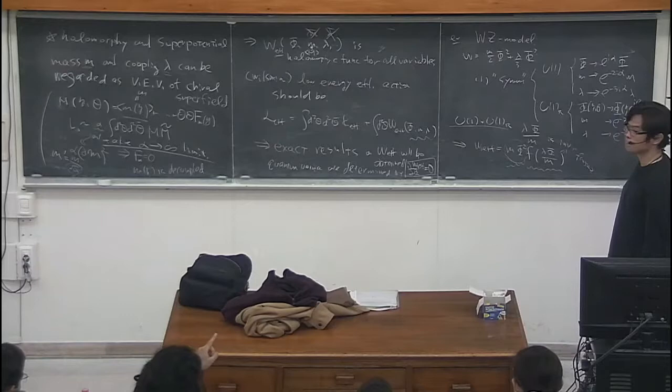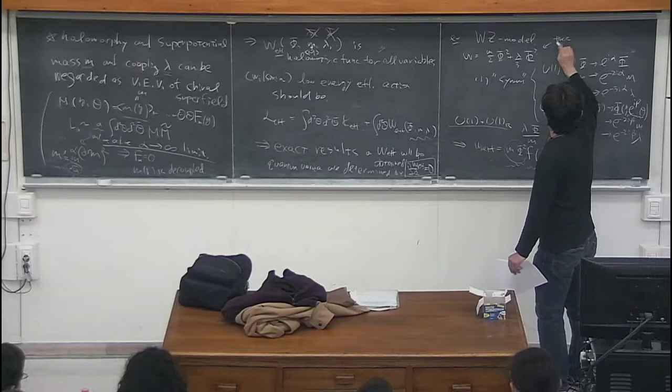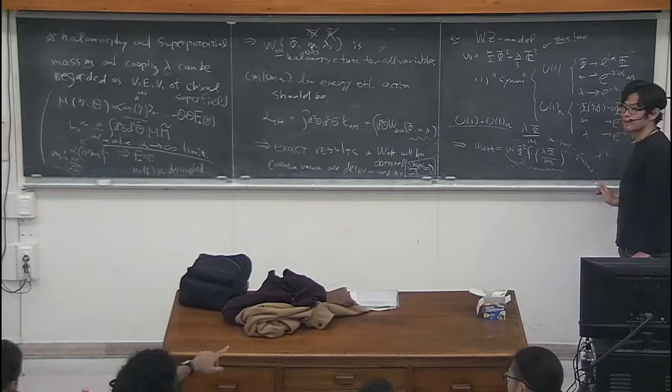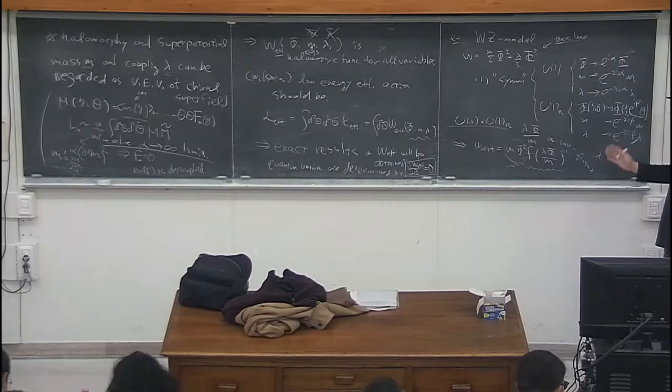So this is the effective three-level function, plus one loop, two loop corrections. Because this is a symmetry, we need to keep that.